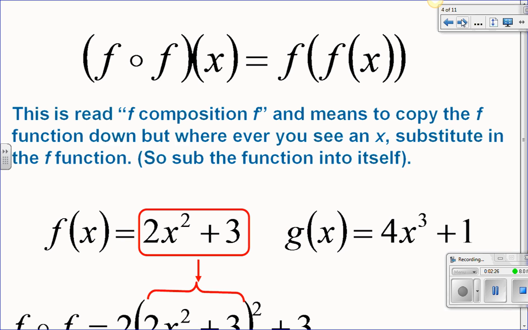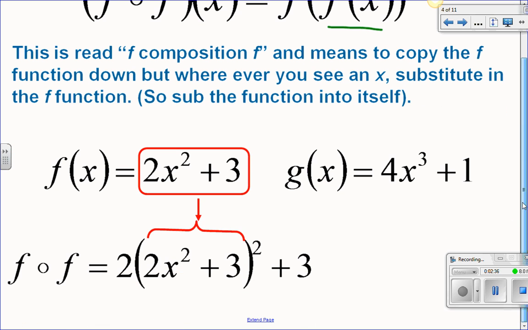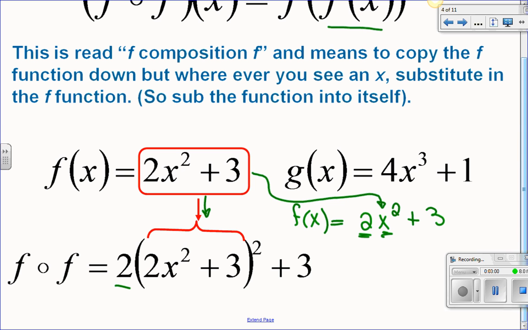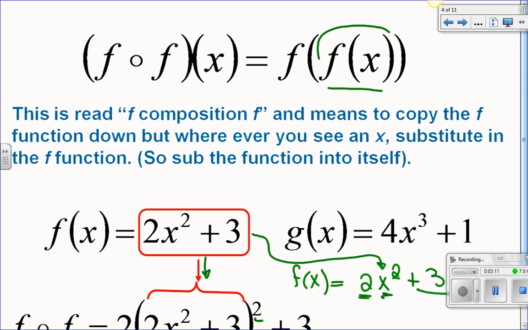We could also do f of f of x. What that means is we're going to take f of x and substitute it into the x of f of x. So looking here, if you can imagine, we've got the same function f of x. We're going to substitute that in for this x. So we'll keep this coefficient of 2 the same. Instead of an x squared, we'll have f of x squared, and plus 3. So whatever is in the middle brackets goes inside the function in the outer brackets.